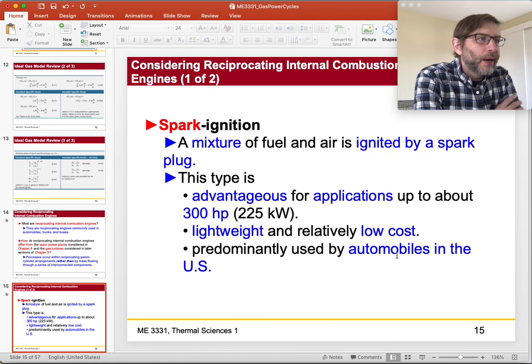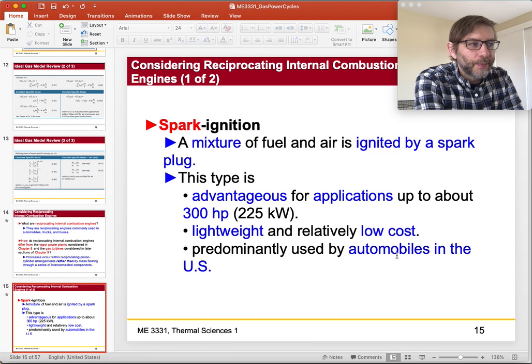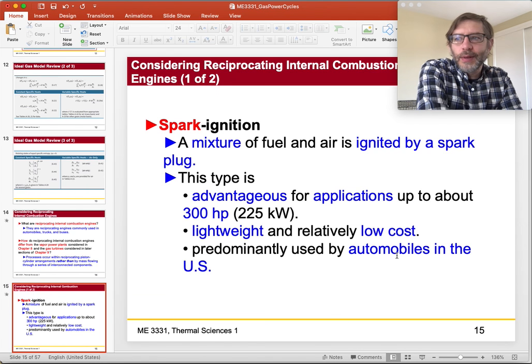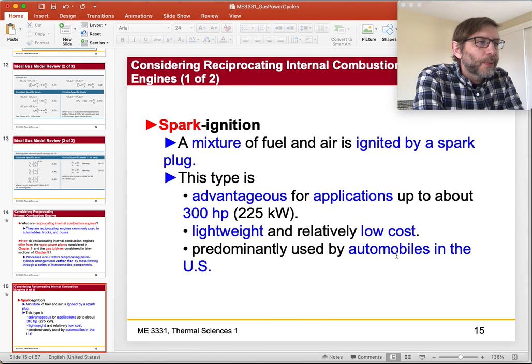Okay, so before we get into pictures and drawing and telling you what it is, first let's talk about what the different kinds of reciprocating engines are. There are predominantly two types of internal combustion engines on the road and in society: the spark ignition engine and the compression ignition engine. The spark ignition engine is what we'll be modeling today using the Otto cycle.